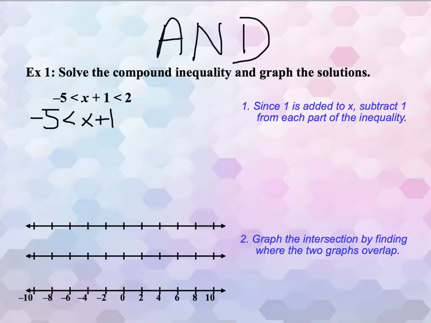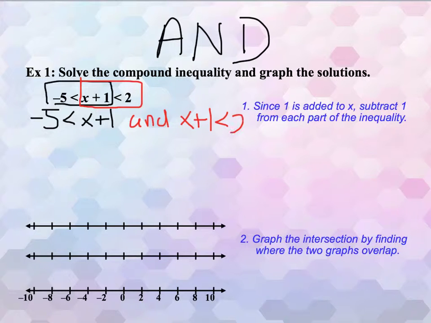So we're going to do the negative 5 is less than x plus 1 as our first inequality that we have. And x plus 1 is less than 2 can go in the middle. So x plus 1 is less than 2. Here I just split it off into two simple inequalities, and now I'm going to be solving each one.